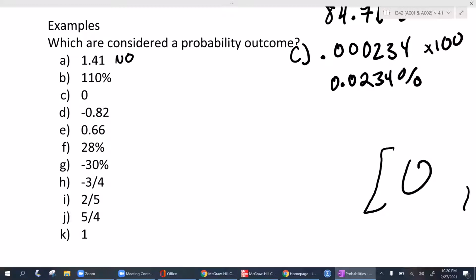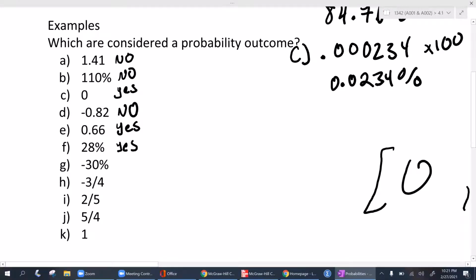110%. Is that considered a probability outcome? No, that's not considered a probability outcome. How about 0? Yes, that works. I can use 0. How about negative 0.82? It's negative, so right off the bat, I cannot. How about 0.66? Yeah, it's positive, and it's bounded between 0 and 1. How about 28%?